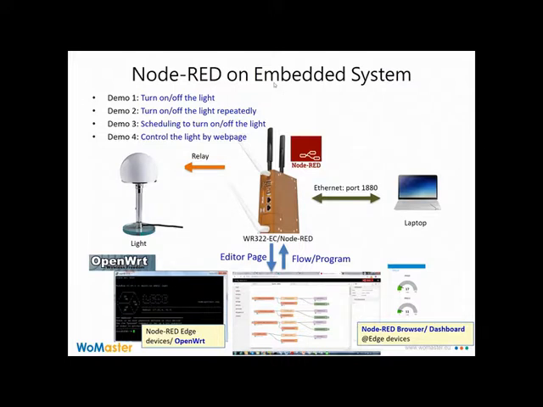Here, first one is simply turning on off the light. It's the best good operation in the light control application. The second one is the turning on and off the light repeatedly for the specific purpose. The third one is how to schedule turning on off the light.